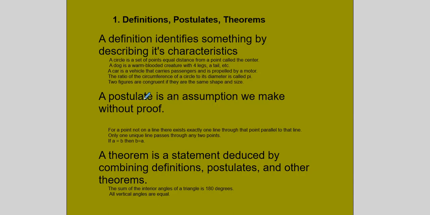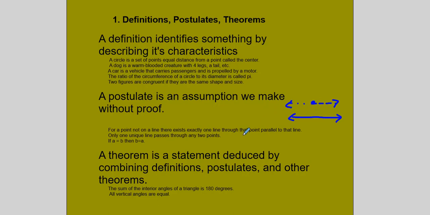A postulate is an assumption we make without proving it, and that's how mathematics starts. You start with definitions and postulates, and from these you put them together to build other statements which you prove. So for a point not on a line, there exists exactly one line through that point parallel to that line. This is a very famous postulate from Euclid that says if you have a line and a point not on a line, there is exactly only one line parallel to that line. Parallel means they never intersect, that passes through that point.